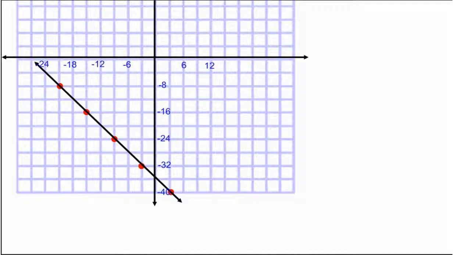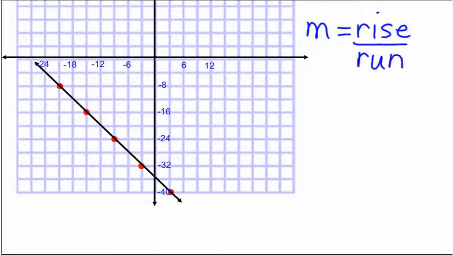Well, how do we do that? Well, the formula that we have for finding slope is slope is equal to rise divided by run. So how do we figure out the rise? How do we figure out the run? Well, what we need to do is select two points or two dots.